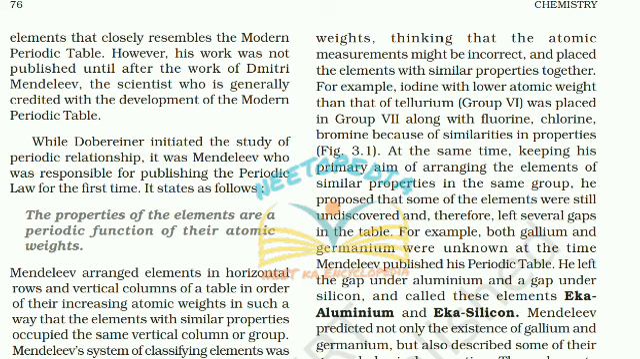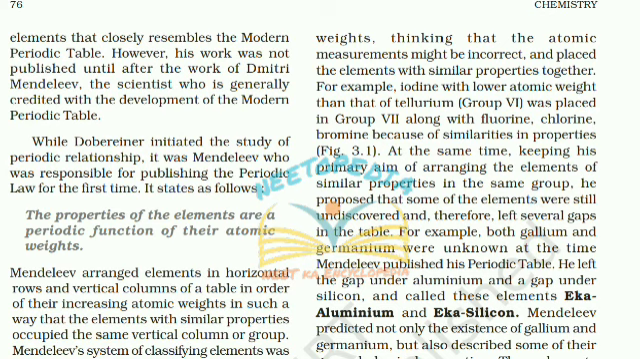At the same time, keeping his primary aim of arranging the elements of similar properties in the same group, he proposed that some of the elements were still undiscovered and therefore left several gaps in the table. For example, both gallium and germanium were unknown at that time.